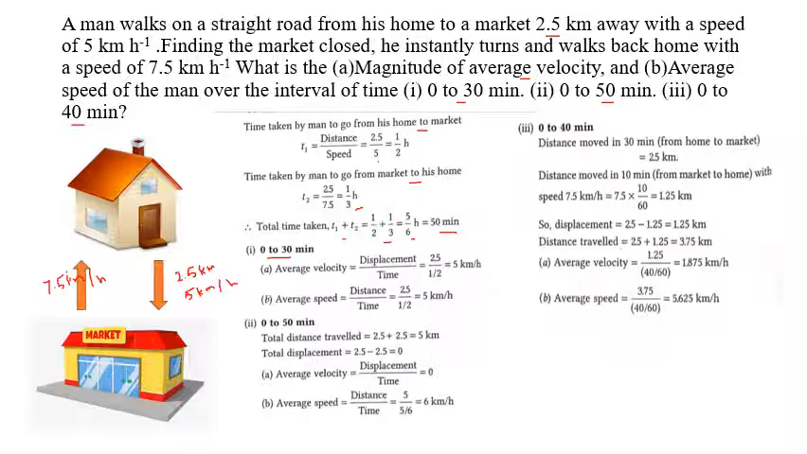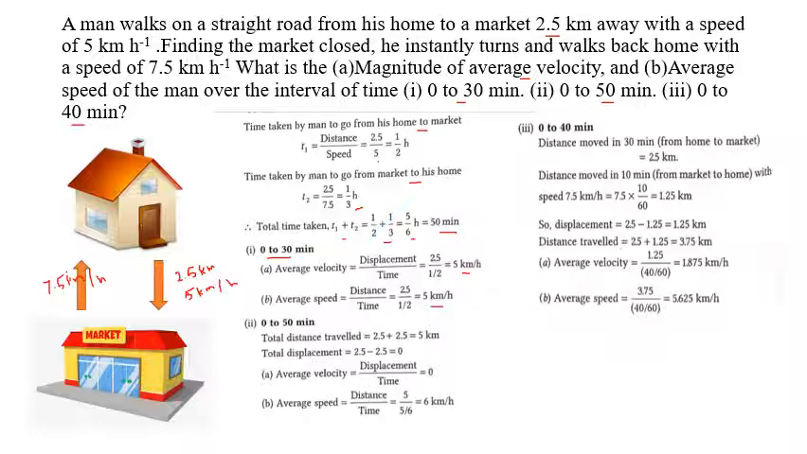Displacement divided by time. So average velocity will be displacement divided by time. So what is the displacement? 2.5, right? 2.5 kilometer away. So 2.5 is the displacement and time taken is 1 by 2, which will give you 5 kilometer per hour. And what is the average speed? Distance by time. Again, in this case also you will find 5 kilometer per hour.